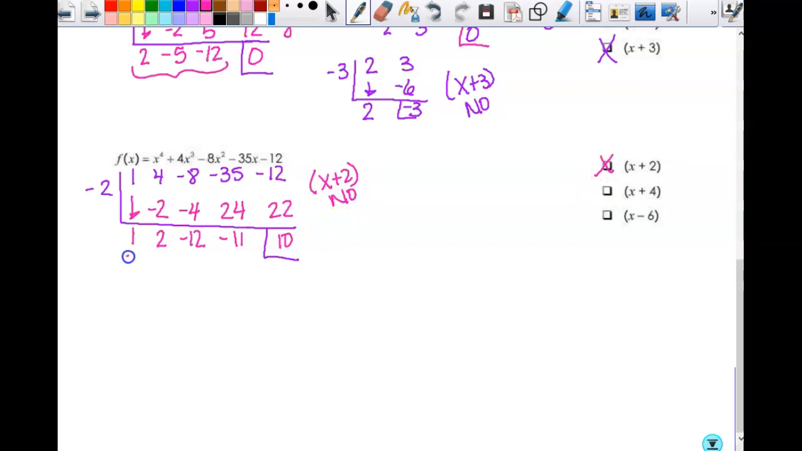So I do not get to use the reduced form because I didn't reduce it. I got to use my originals again, and I'm moving on to x plus 4. So this is going to be a negative 4. And I still use 1 and 4 and negative 8, negative 35, negative 12.